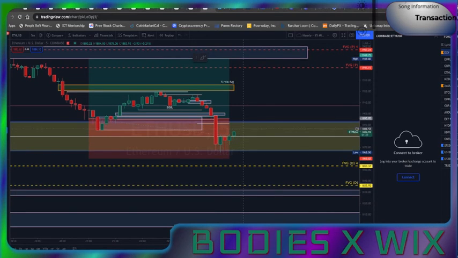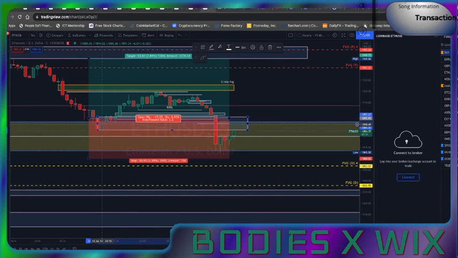As you can see, it's continuing to push higher, but it has yet to hit this mitigation block. Okay, here we go. Hits mitigation block. We could see the opposite of what we just saw happen. We could see it come up to the top of here and then bounce back, or we could see this just trade right through.